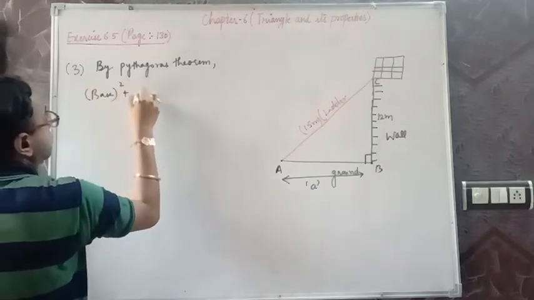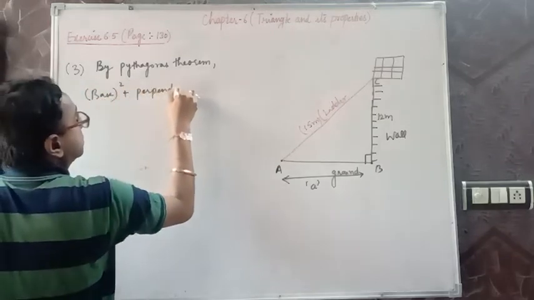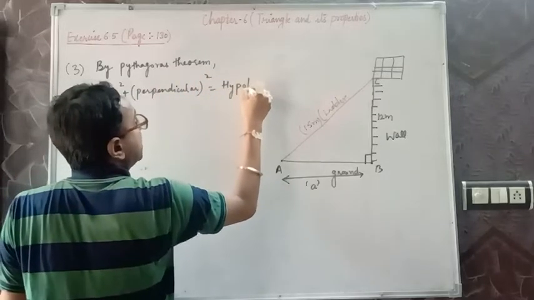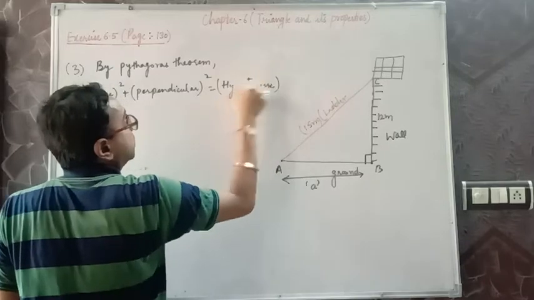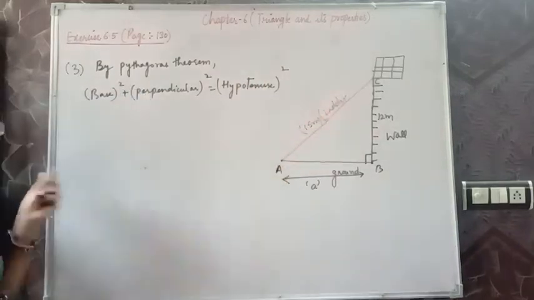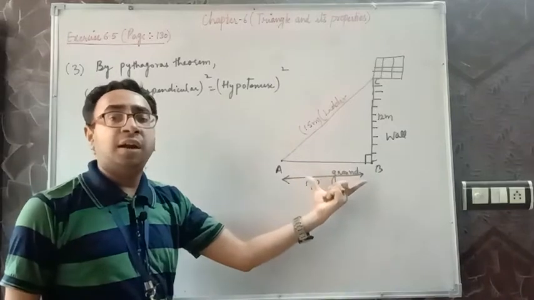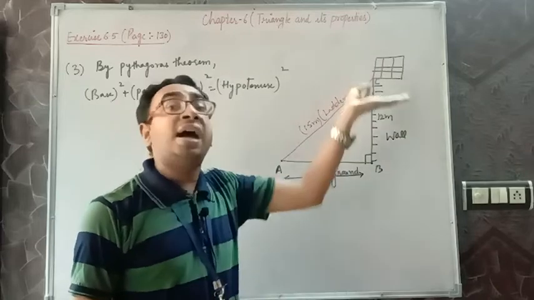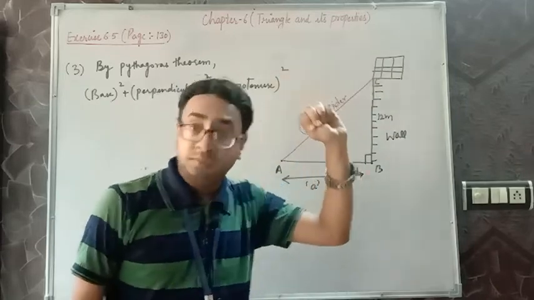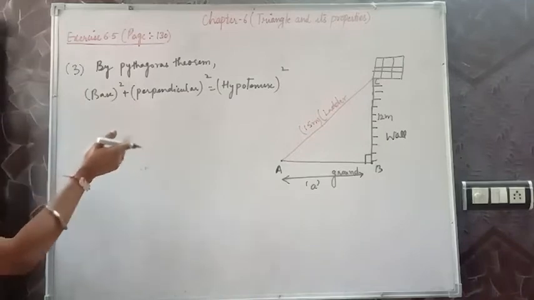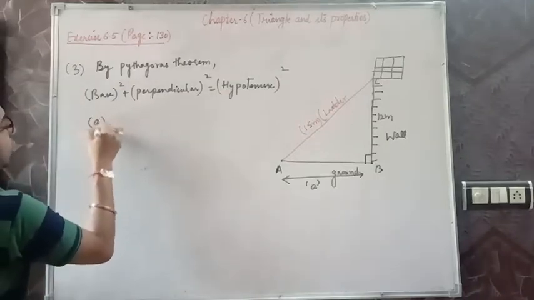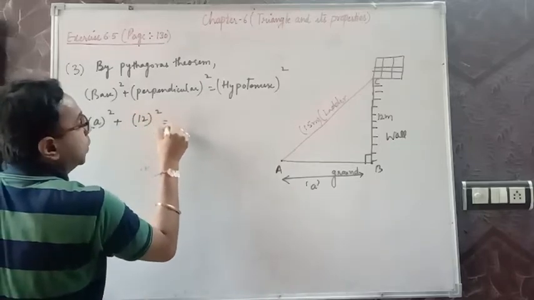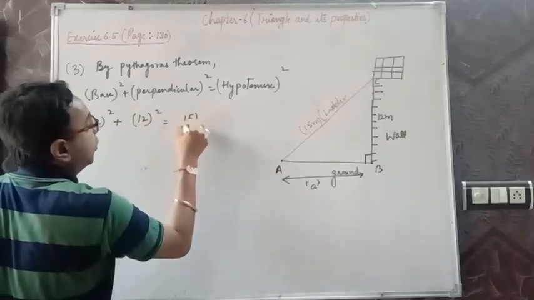Please do write this: base square plus perpendicular square is equal to hypotenuse square. What is the hypotenuse here? The length of the ladder. What is the base? The distance between the foot of the ladder and the wall. And what is the height? The height of the window from the ground. What is the base? We don't know, so we are going to take it as A square. The perpendicular is 12 square. And the hypotenuse is 15.